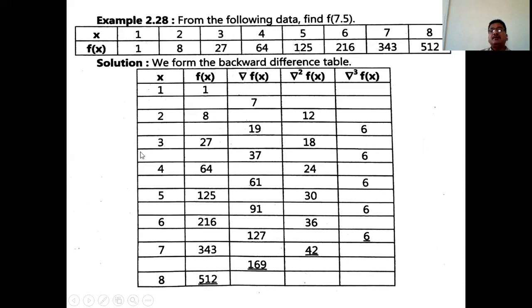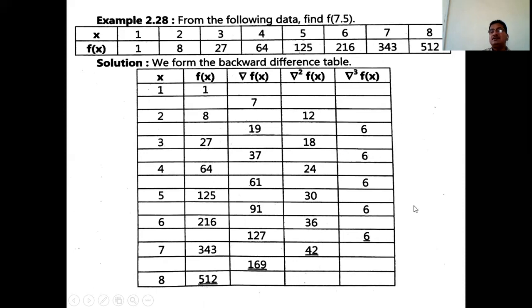So in this table, actually, there are 8 values of x, or 8 values of y given, and so the last column of the table is actually del raised to 7 fx. But at this column, that is at the del cube fx column, what is your observation? All the entries in this column are the same, and therefore no need to find further columns, because if you find del raised to 4 fx, then what are the values?